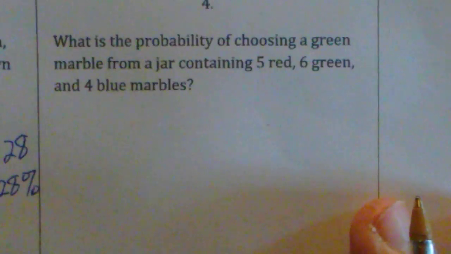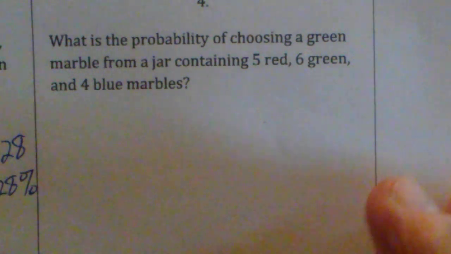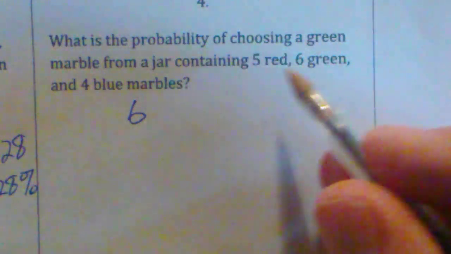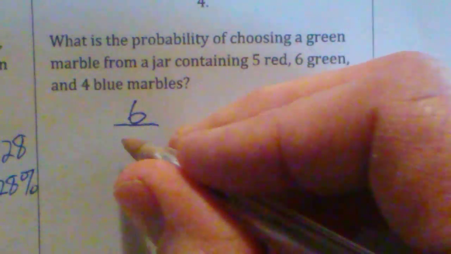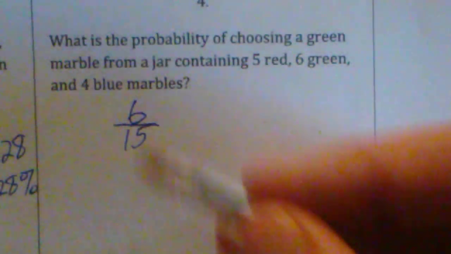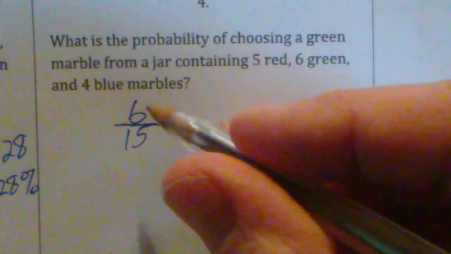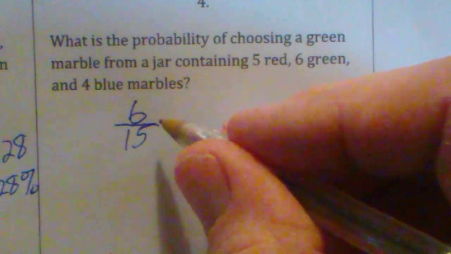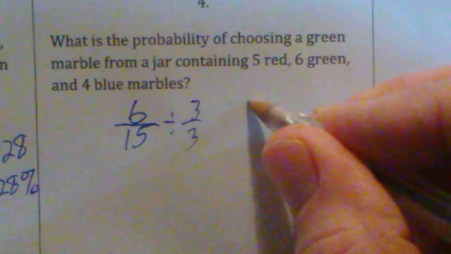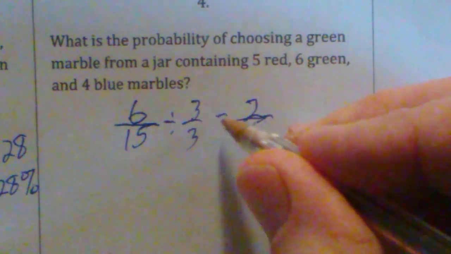Number 4, what is the probability of choosing a green marble from a jar containing 5 red, 6 green, and 4 blue marbles? You have 6 green, and how many altogether? 11 and 4 is 15. 6 out of 15. Now, if the answer was given in fraction, it might say 6 out of 15. They might expect you to reduce that. 3 goes into both of these numbers. If you divide by 3 over 3, 6 divided by 3 is 2, and 15 divided by 3 is 5. 6/15 is equal to 2/5.